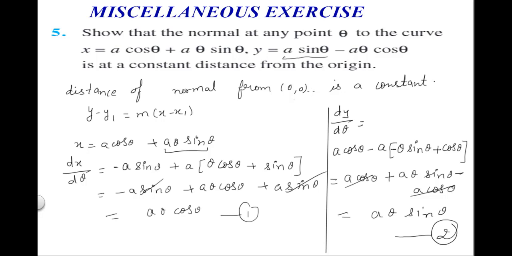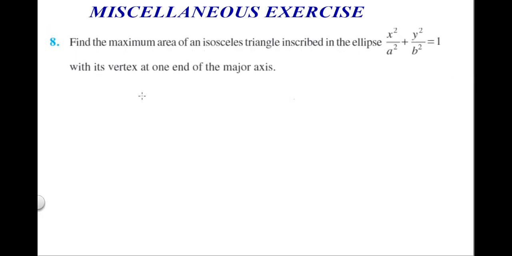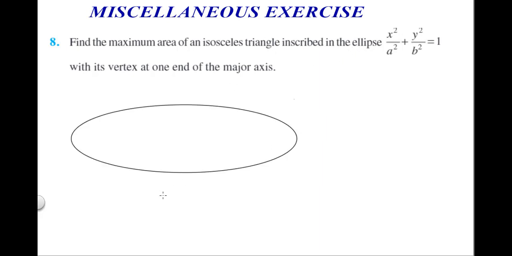Fine. So I hope you understood question number 5, and we are going to start with the next question, question number 8, of which I gave the hint yesterday. So I hope you were able to solve it. Those who did not get it can concentrate here. We have to find the maximum area of the isosceles triangle, and that isosceles triangle is inside the ellipse. Suppose this is our ellipse. In it there is an isosceles triangle with its vertex at one end of the major axis.